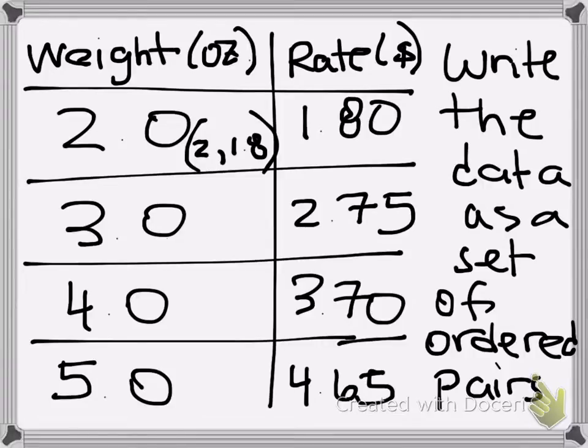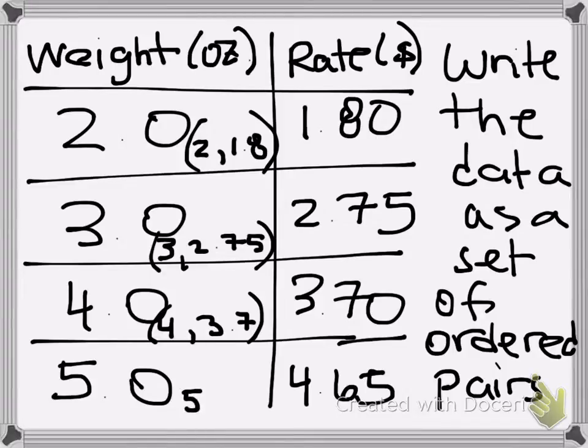So the next one would be 3, 275. Then you have 4, 370. And you don't have to put the zeros, as you can see. And then 5, 465. So there would be your list of ordered pairs. They also call this set of ordered pairs a relation, just for future reference.